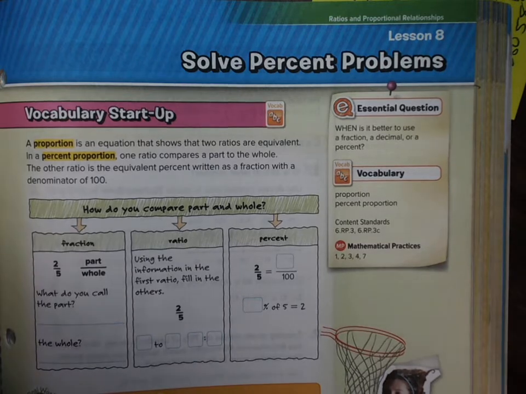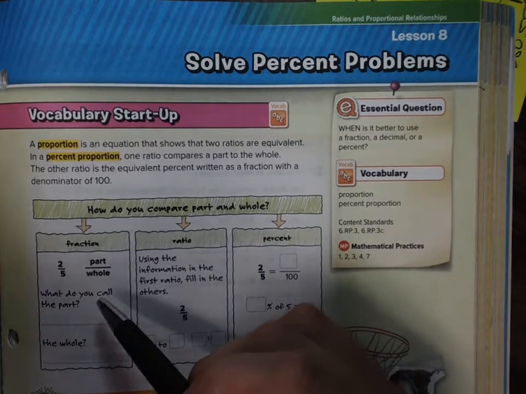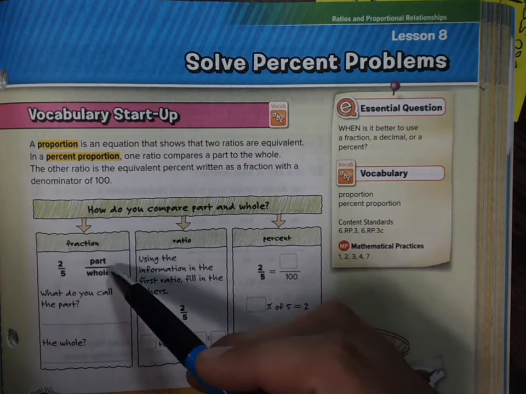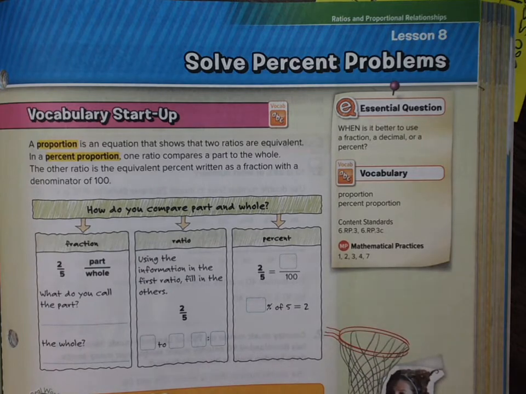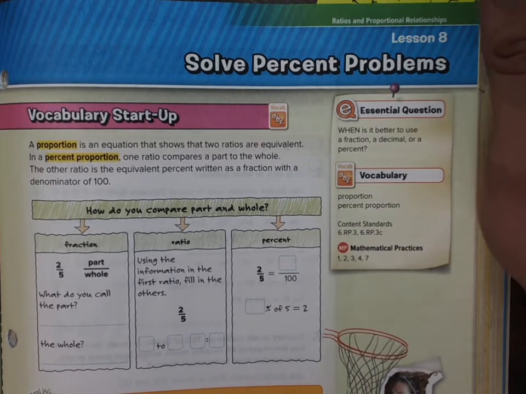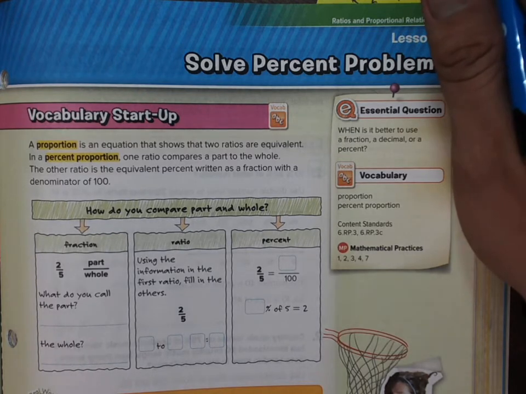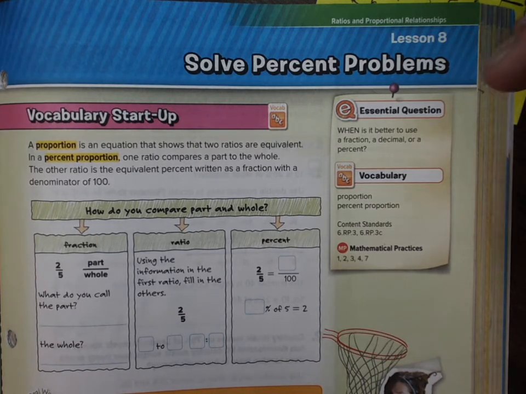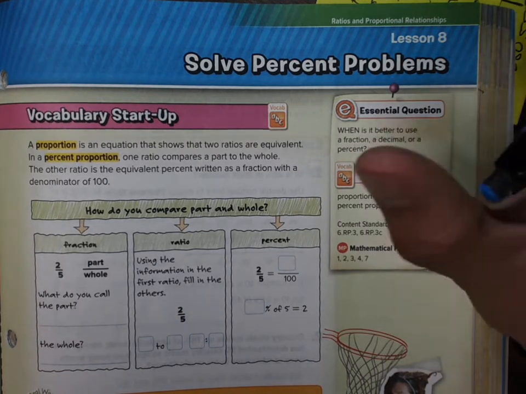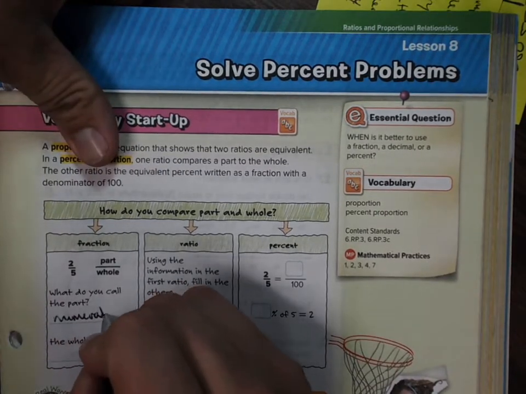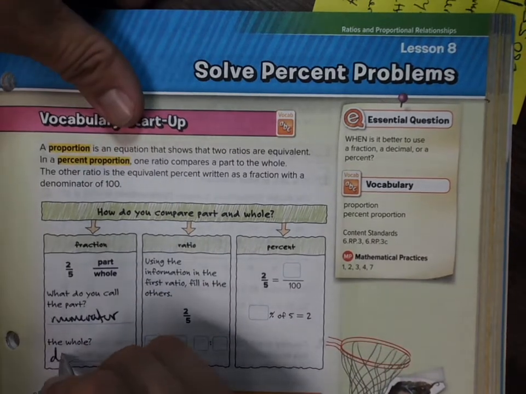So it says, how do you compare part and whole? Well, fraction here, we have examples, 2/5. Well, part is your numerator. Whole, which means total. I'm talking like the total amount, like the big part. Part means like part of it. So if we're talking about money, if something's on sale, it was regular price at $10, it's on sale for $6. The part would be 6, the whole would be $10 because it was originally $10 to buy it. Now it's on sale. So it says, what do you call the part? Like I said, the numerator. And then the whole would be the denominator.